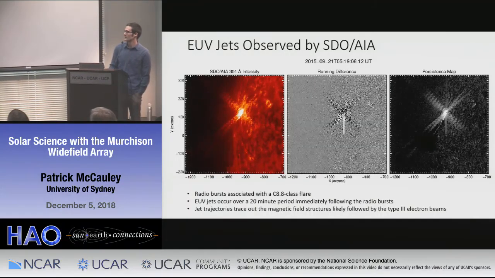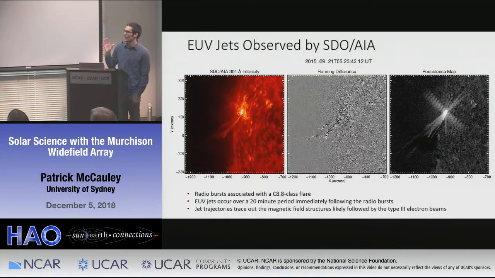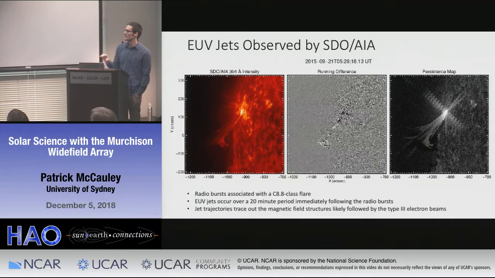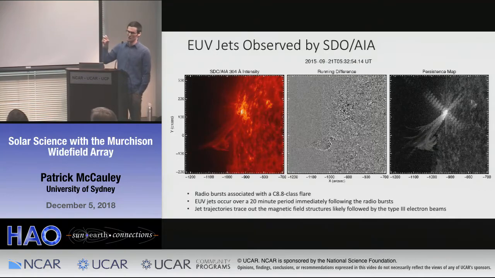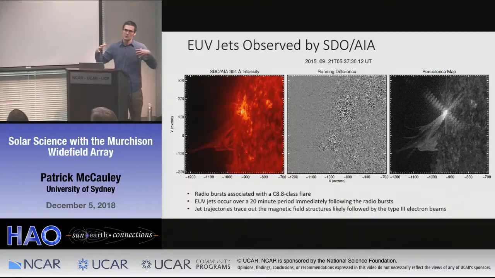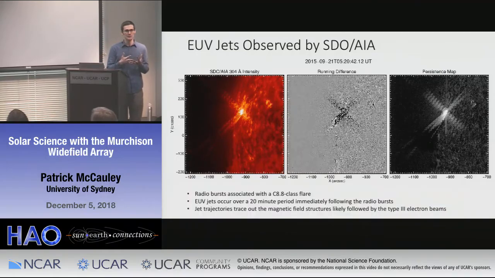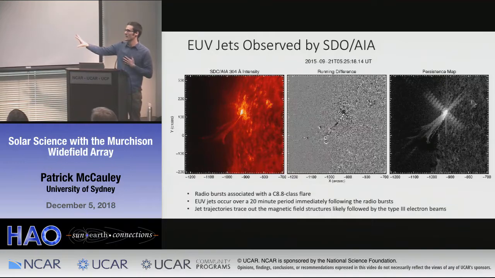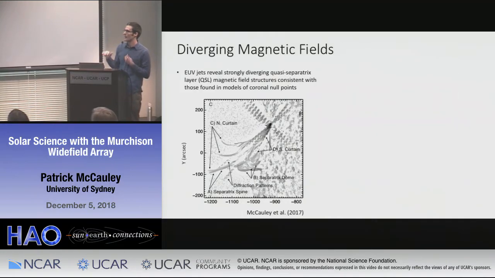So it's a little bit hard to see up on the screen, but the middle panel is a running difference, so each frame subtracted by the previous one, and then the final frame is a persistence map where we add up all the differences to sort of collate the jet trajectories into a single image. And so if we take the last frame of that persistence map movie and add a little bit of additional processing, this is what we come up with. And I think it nicely illustrates the magnetic field configuration to some extent of this region. And the idea is that the EUV jets are going to be moving along very similar, if not the same, magnetic field structures as the electron beams that excited the Type 3 bursts.